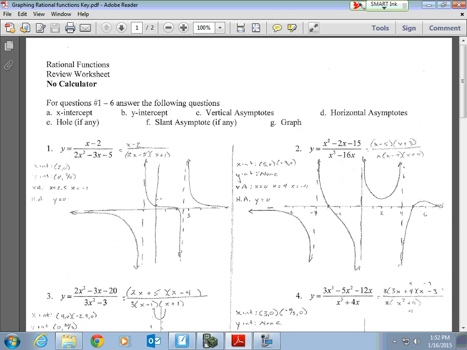Vertical asymptotes. Vertical asymptotes are values for x that make the denominator, the bottom part, 0. So I factor the bottom, and I figure out what makes the bottom 0. The bottom in this problem factors into 2x minus 5 and x plus 1.